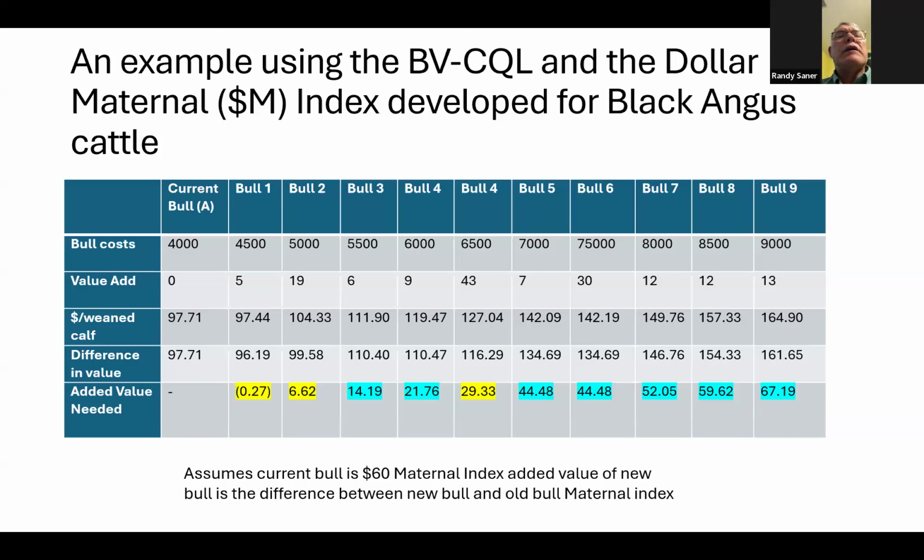And it would also tell you how much money you would have to get out of that bull in order to buy that bull. So in other words, if it's $230 that you need, is it worth the extra $230 per calf to pay that much more per calf to have that bull in your herd? Nobody can answer that question but you. Even the top bull that was $9,000 in this example, 67.19, that's how much extra value you've got to get out of those calves. Now, are you going to get that much? You've got to figure that out.